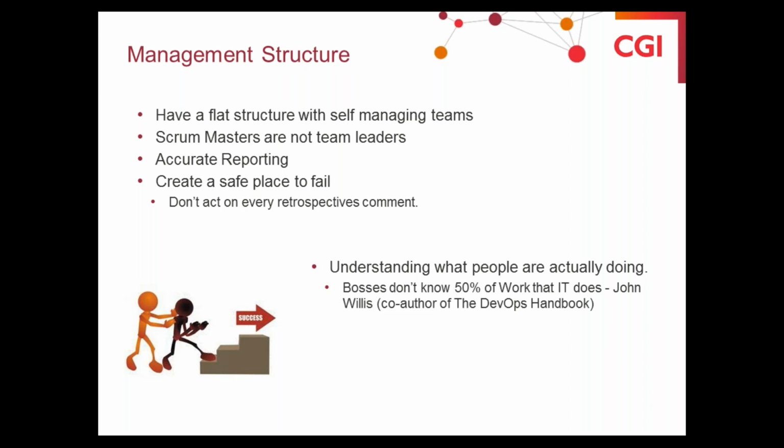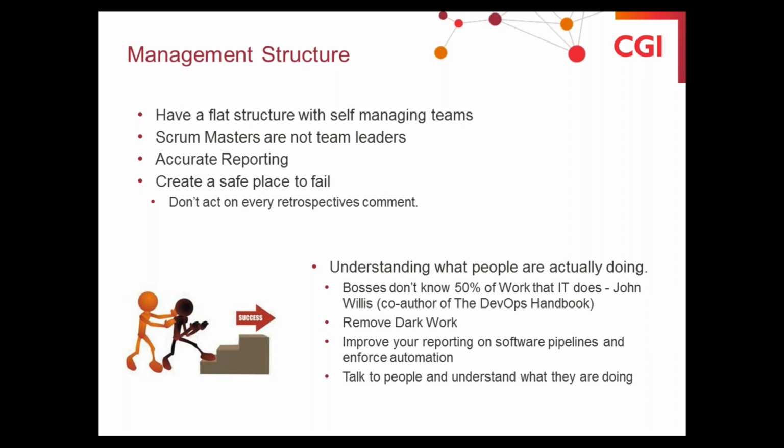And we've got a famous quote by John Willis, that bosses don't know 50% of what IT does, and I think that survey from the Puppet State of DevOps report actually shows that management sometimes don't understand what's actually going on. Remove dark work. Again, you want to be transparent. If you're trying to sneak work in or hide work, you won't understand your capacity properly. You won't understand how much work you can do, and improve your reporting on software pipelines and enforce automation.